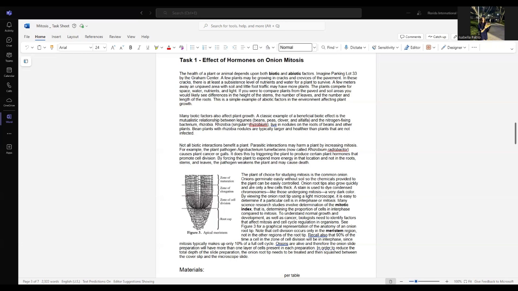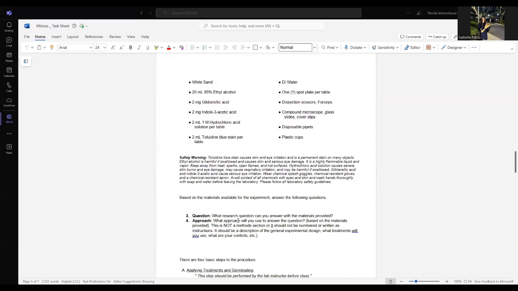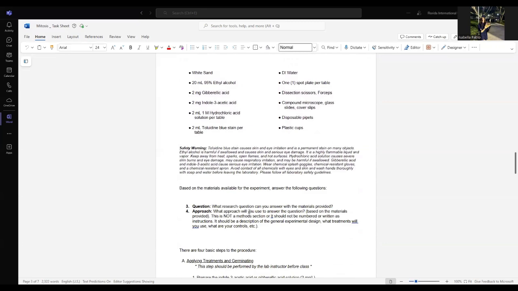Okay. So I'm gonna show you guys first some pictures of what the roots looked like under the microscope, and then I'm going to show you guys actual counts that my students did last semester. Okay, so before we do that, there are a few things you want to look at first.